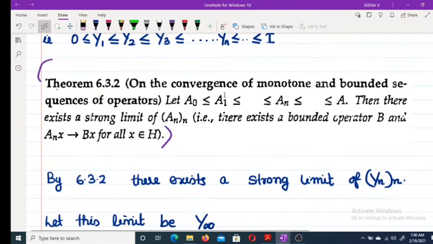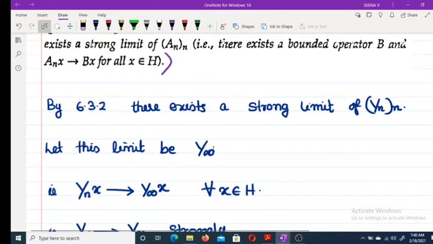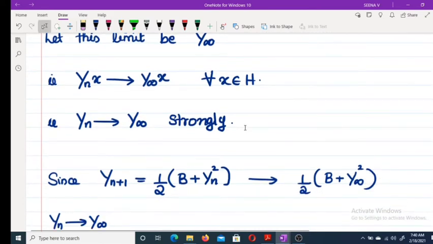So that means there exists an operator b. For b, we are replacing this by y infinity. The notation is y infinity. That means there exists a y infinity such that ynx converges to y infinity x for every x belonging to H. That means yn converges to y infinity strongly.